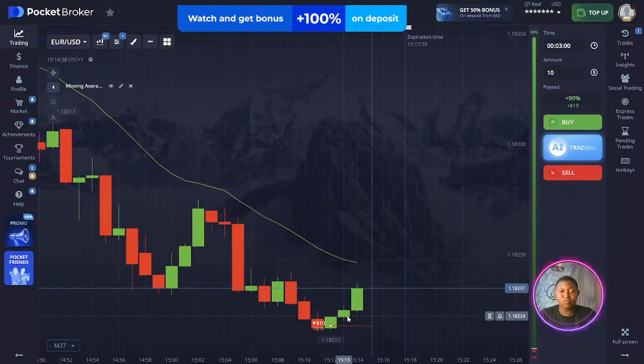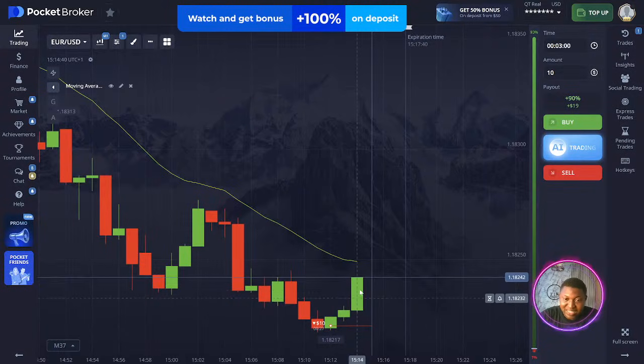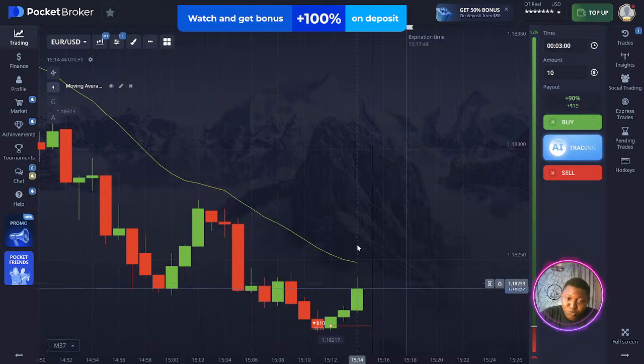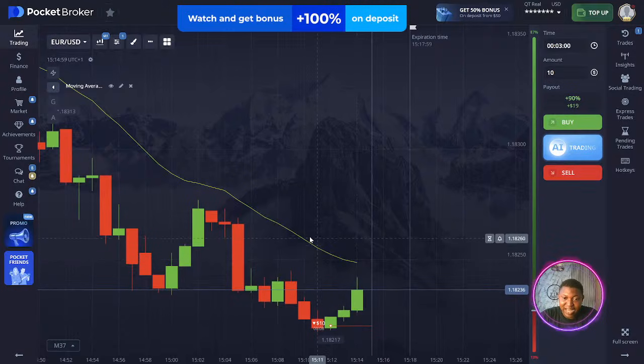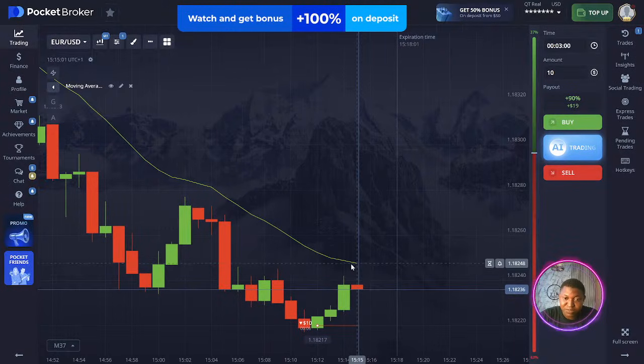If this green candle moves above this green line, which is the EMA, and closes green, then we are taking an up trade. I'm going to double it and take two up trades. If this green candle closes above this line, we have lost this trade already. We've lost it.